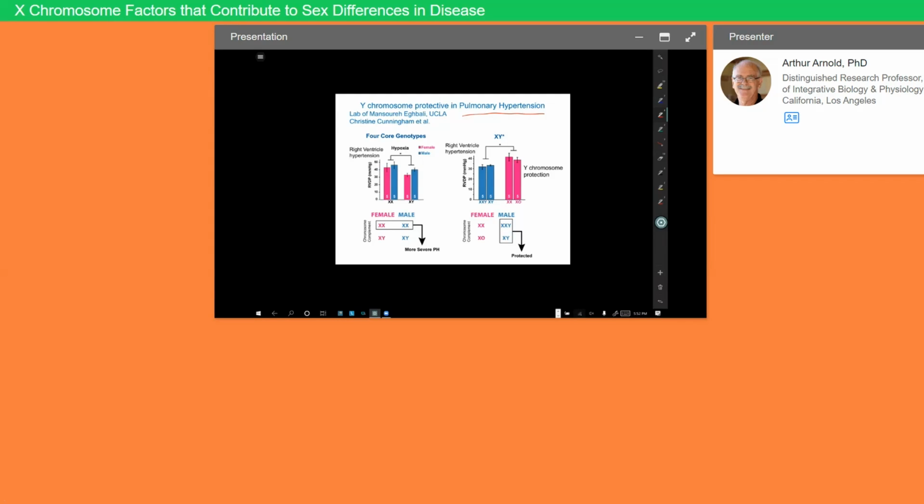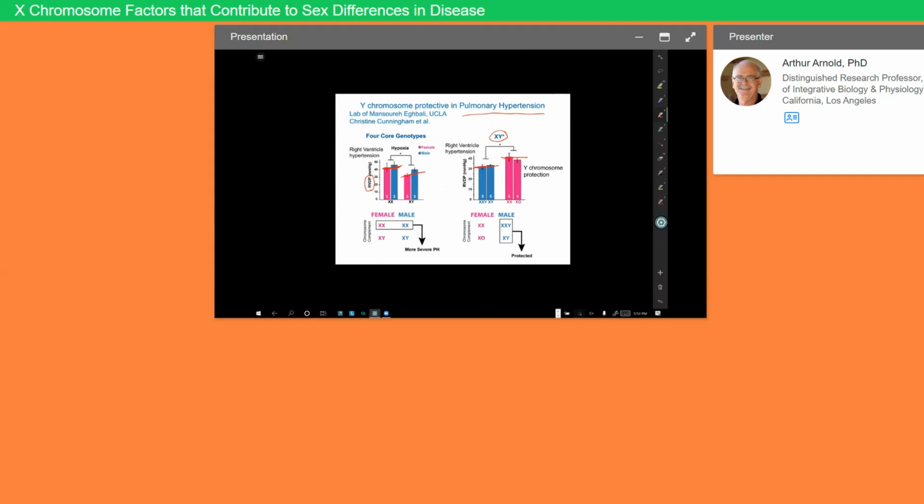induced in mice by putting them in a hypoxic chamber in a low oxygen level for several weeks. And at the end of several weeks, you can measure, among other things, the pressure in the right ventricle. So in the four core genotypes experiment, the animals with two X chromosomes have higher pressure than the animals with X and Y chromosomes, showing that XY is protected in some way. To determine whether this is an X or a Y effect, they used the XY star model. And here this shows that animals with a Y chromosome, either XXY or XY, do better, have lower pressures than animals that don't have a Y chromosome, either XX or XO, showing this is a Y chromosome effect.